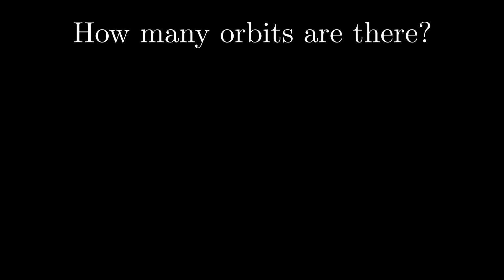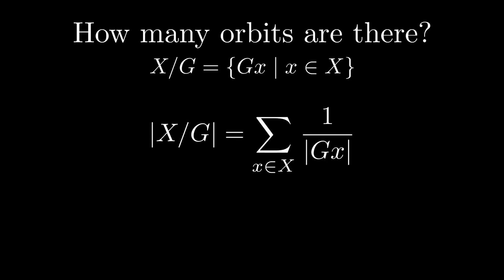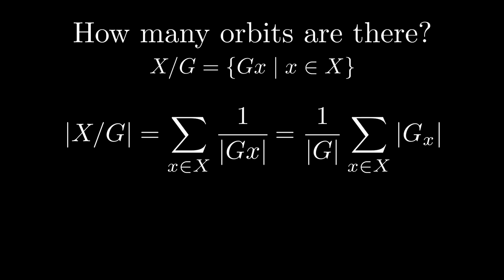Let's again turn to the question of how many orbits a group action has. We define the set of all orbits. We can express the number of elements in this set by summing the reciprocals of the number of elements in the orbit for each element in the set. Using the Orbit-Stabilizer theorem, we can express the sum using stabilizers.